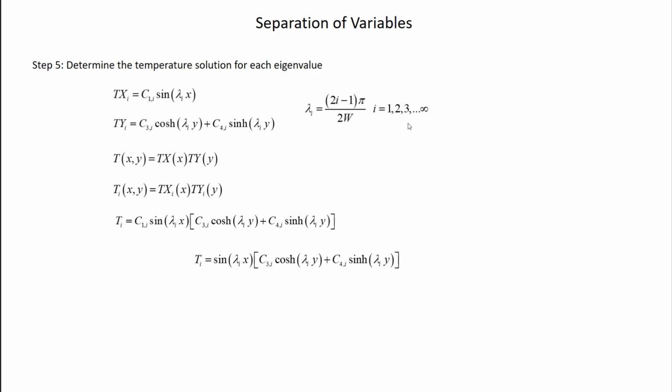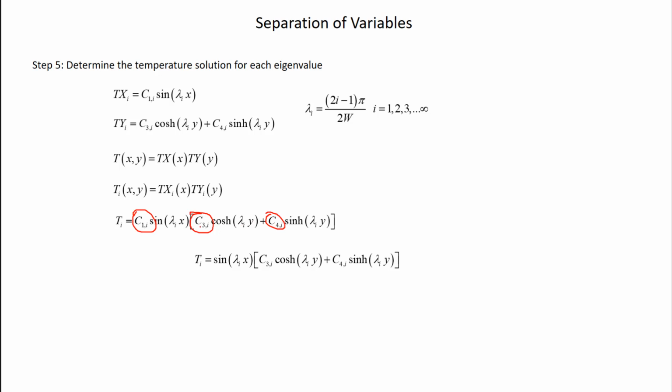A couple things to mention here. One thing is these constants that I have here, C1, C3, and C4, these are undetermined constants, right? We still have to figure out what they are, which we'll do probably next time. But if I take C1i and bring it inside of these brackets, I'm going to have C1i times C3i, and over here I'm going to have C1i times C4i.